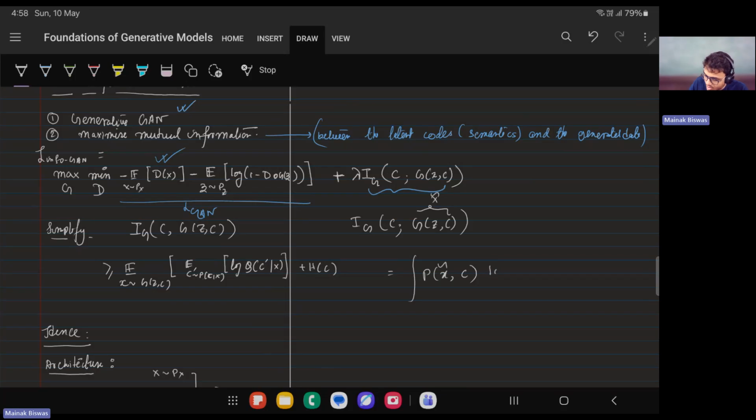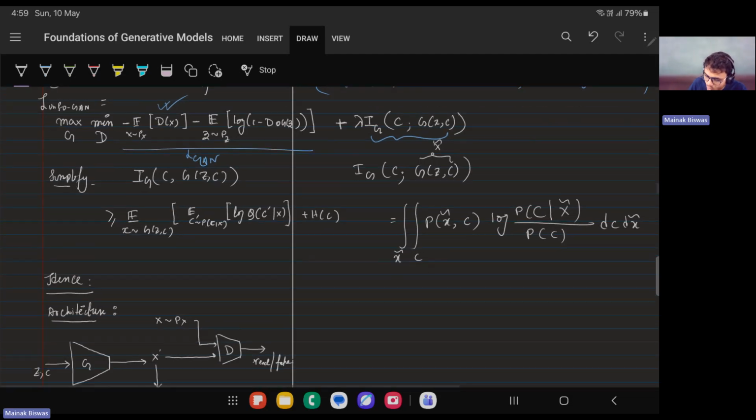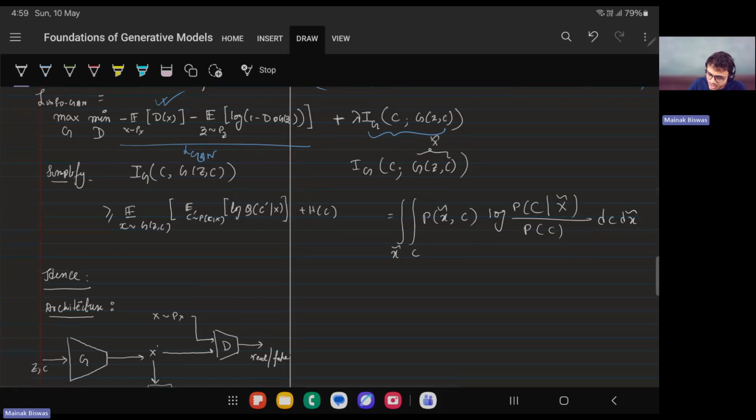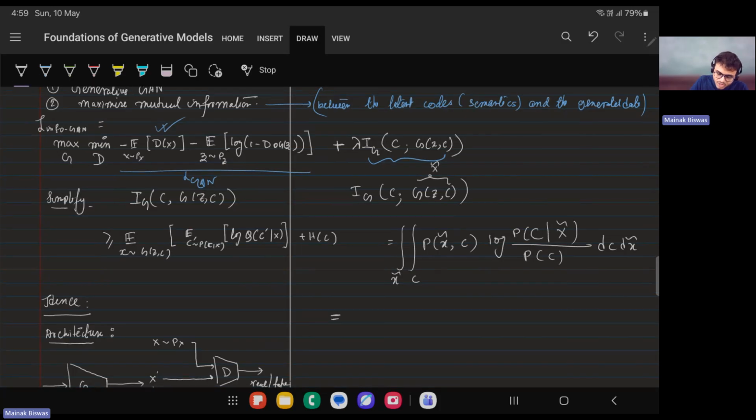Yes, and probably log of p(x tilde, C), or p(x tilde given C), or I can just write p(C given x tilde) times the probability of C, dC dx tilde. I have two integrals over x tilde and C. Once I do that, this is the mutual information, which is a function over the generator. So I'm maximizing the mutual information.